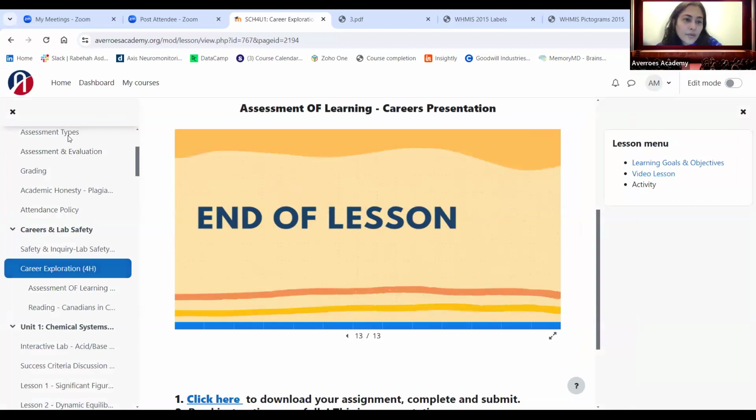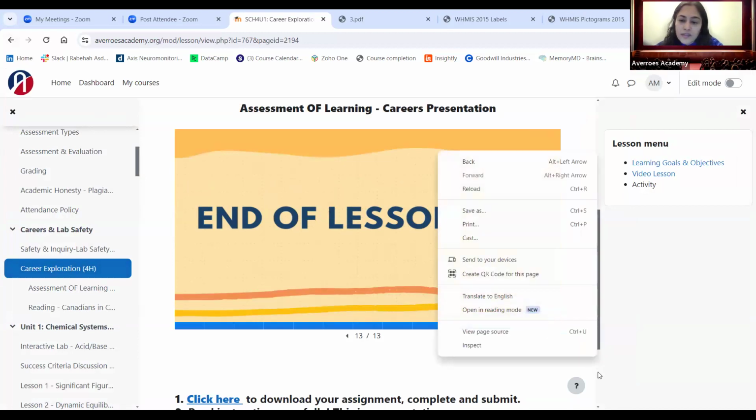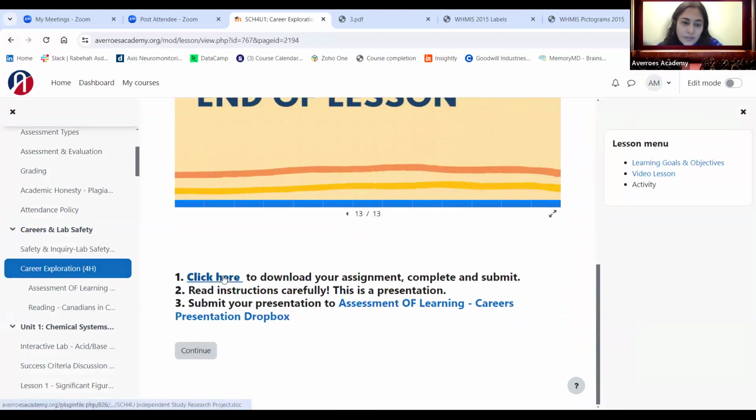Okay, here we go. So once you're done with this, you have another assignment that you need to complete and submit. You click here, download your assignment. This is an independent study.